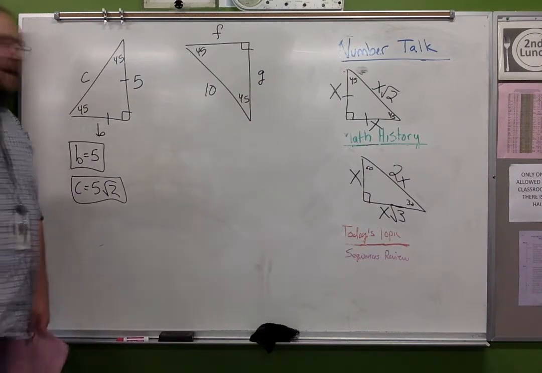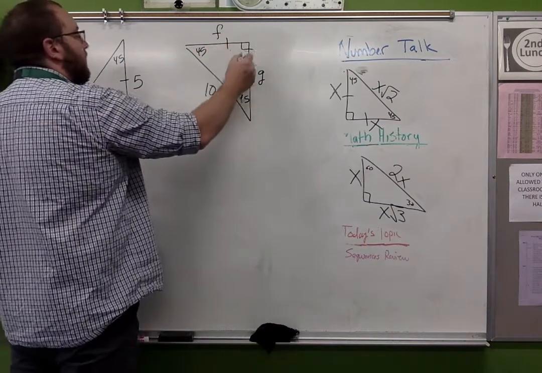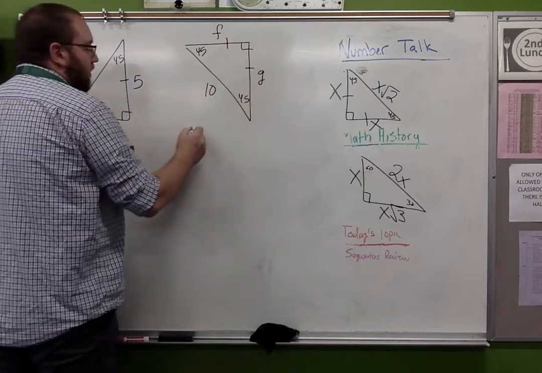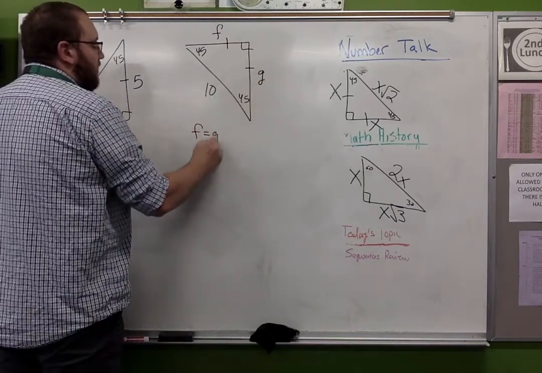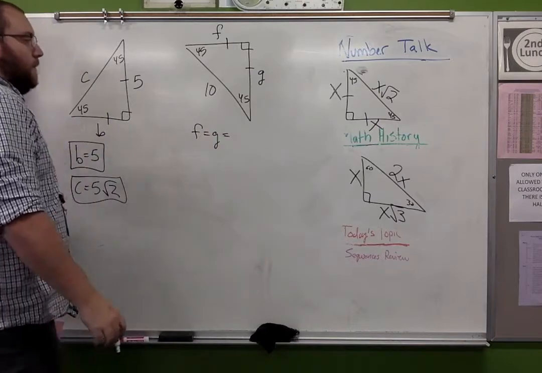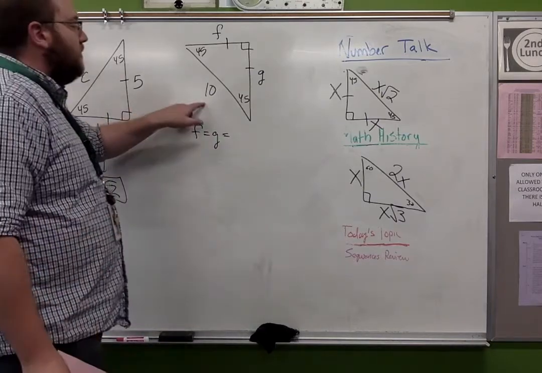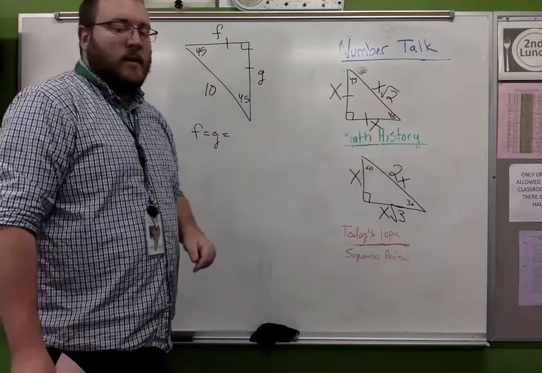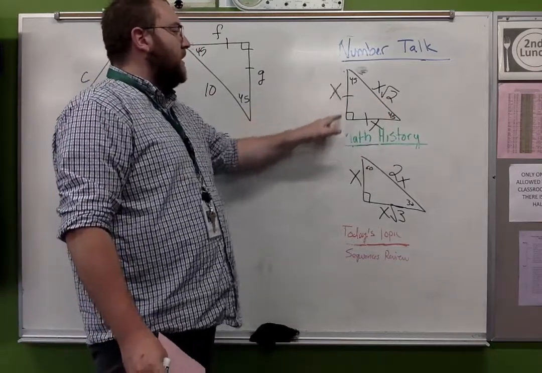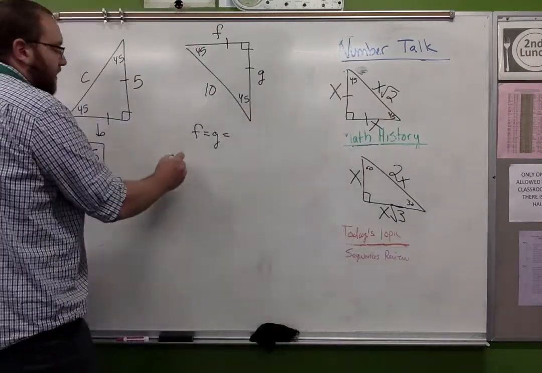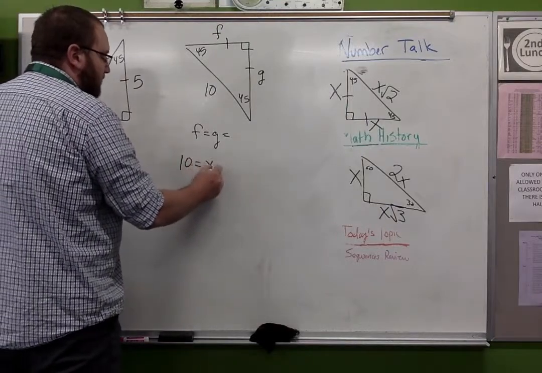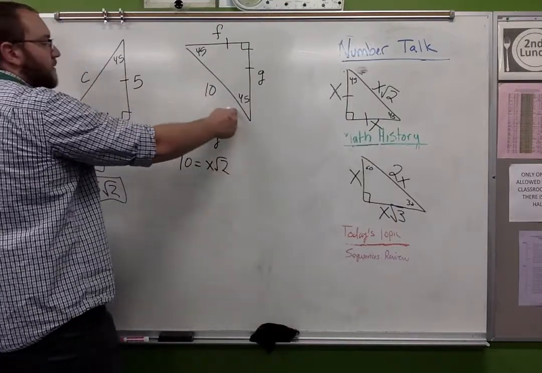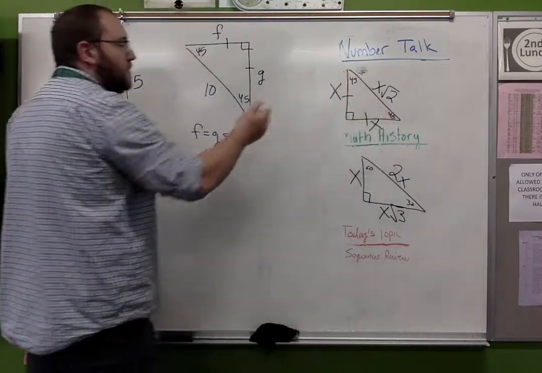Now save the best for last. We have the hypotenuse. So the legs are equal to each other, right? Their lengths. So F is equal to G. We just need to find out what those equal. Well, we have a hypotenuse of 10. In our pattern, hypotenuse is x square root of 2. If I find x, then I know the side length. So they have to be equal. 10 is equal to x times the square root of 2. Right? Hypotenuse equals hypotenuse.